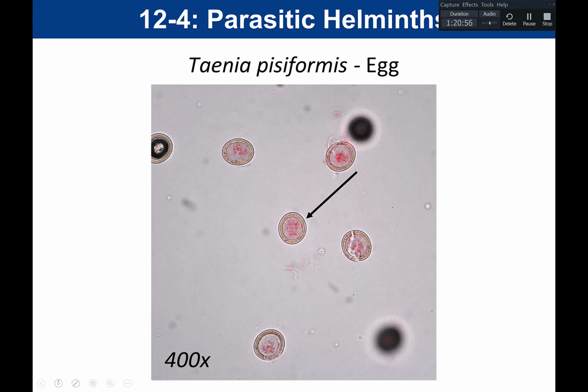In terms of the eggs, what you're looking for, again, you don't have to memorize that this is Taenia pisciformis. Just know that this goes with Taenia because the Taenia solium eggs look the same. But again, what you're looking for is the outer edge of this egg has those striations, those lines that go around the egg. And so that is what you're looking for to identify the Taenia eggs.